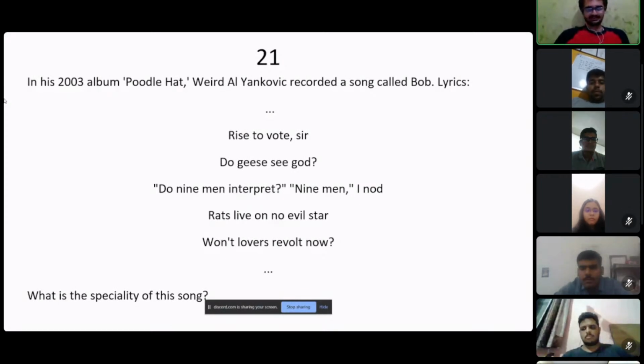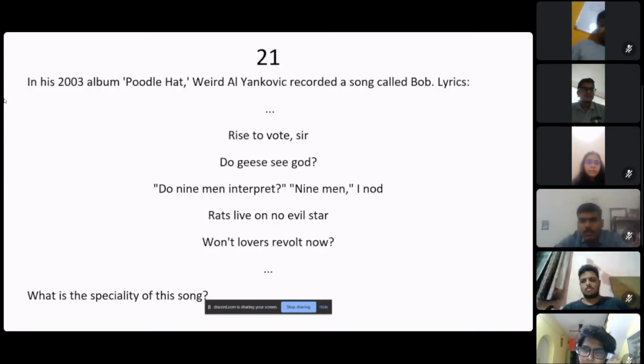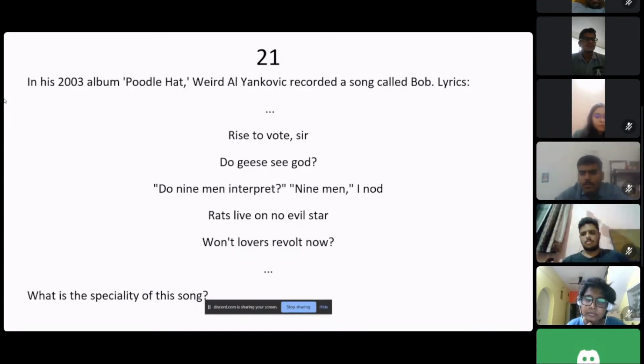So what's the weird specialty of the song? We have seen something similar to this in the first round as well. I think that's all the hints we can give. Let's close the pounce. The pounce has been closed. P4, I need your answer.